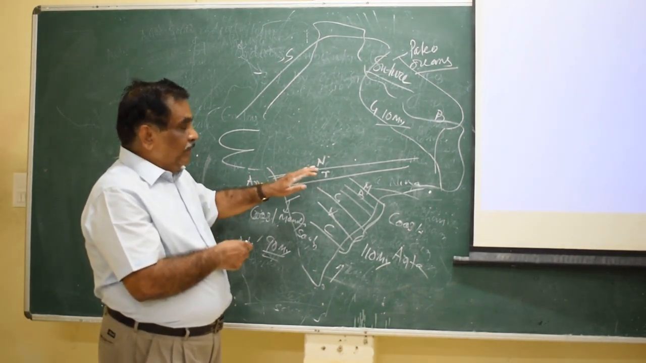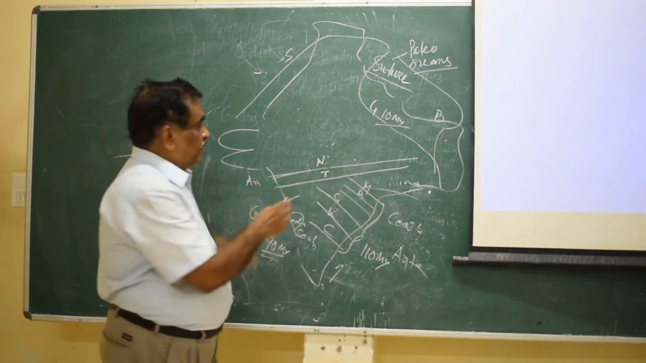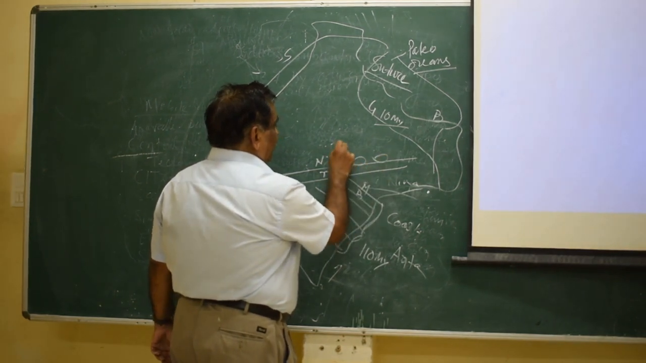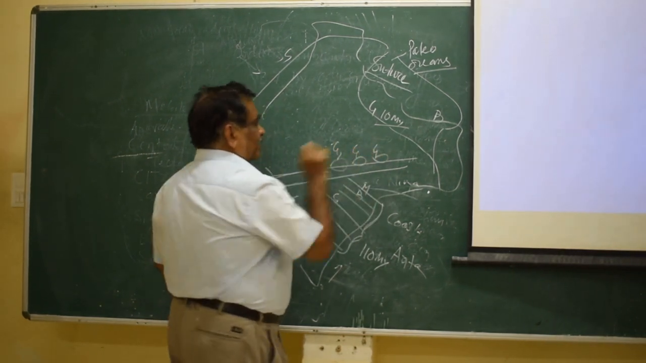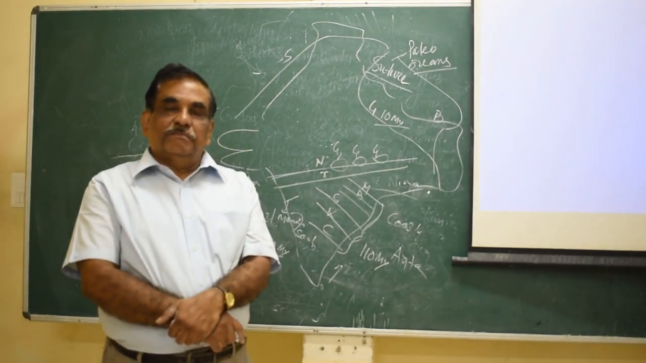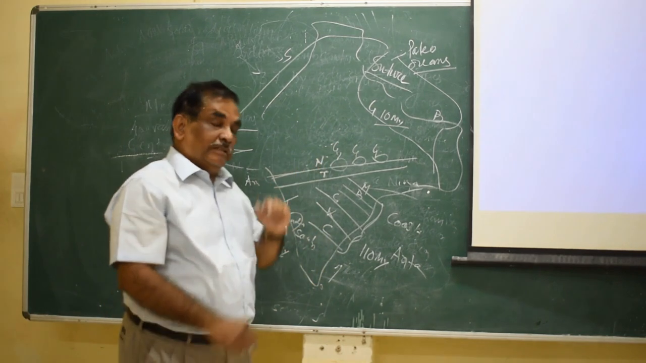And now, along these rivers, there are many Gondwana deposits. You know the Gondwana deposits are river valley deposits. So they were found along the Narmada.